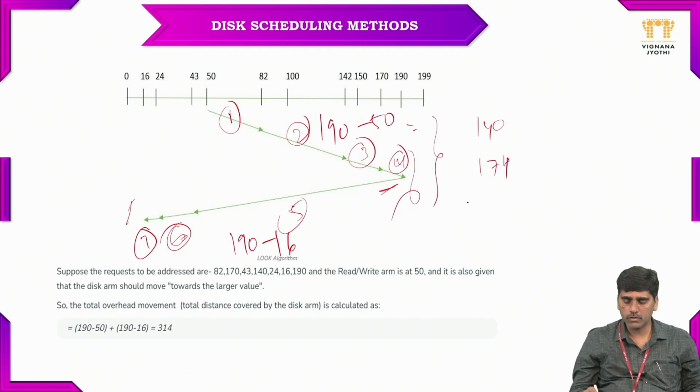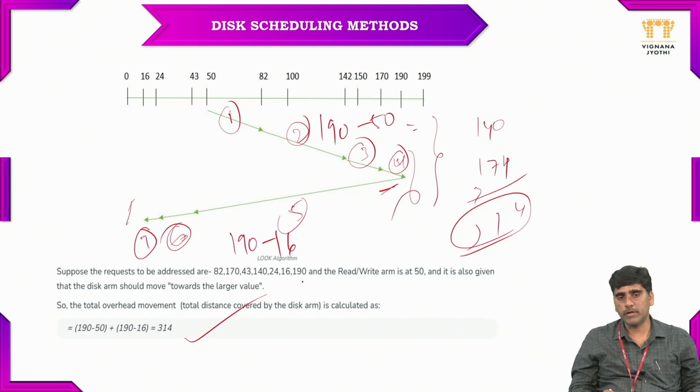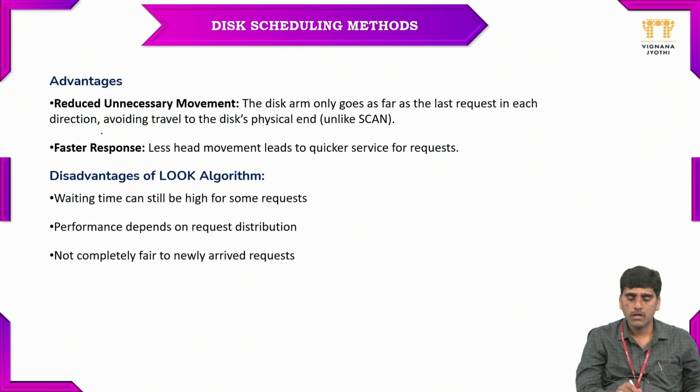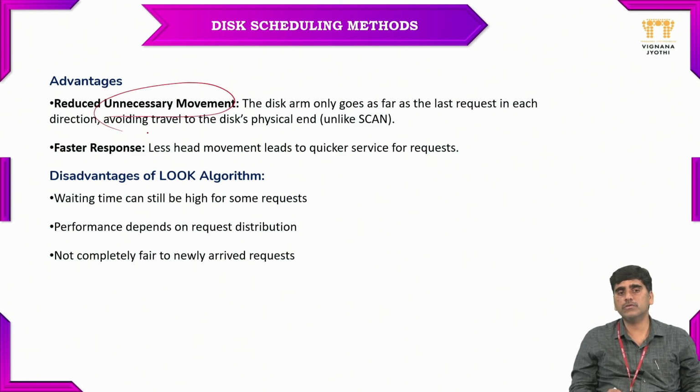174. So that is what? The overall head movement. Overall head movement is what? 314. So comparing with that one, it is somewhat better. So if you see the advantages, reduced unnecessary movement. It reduces unnecessary movement.